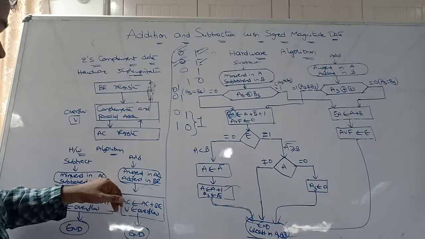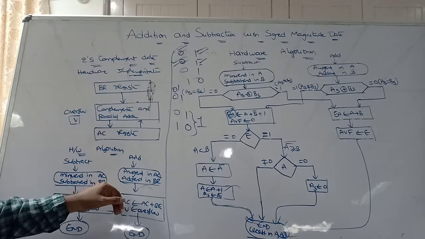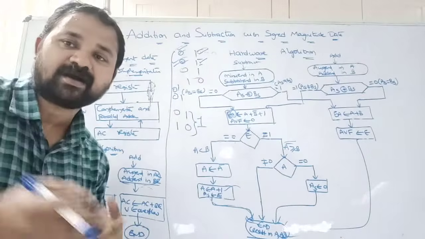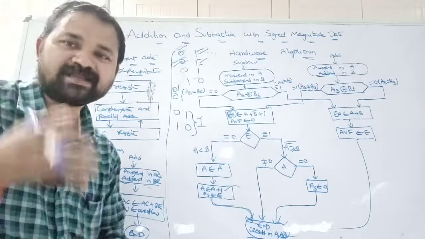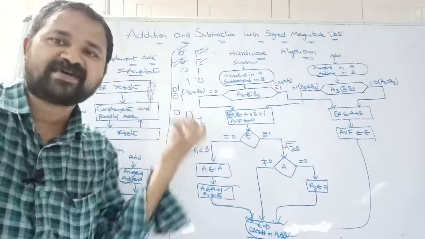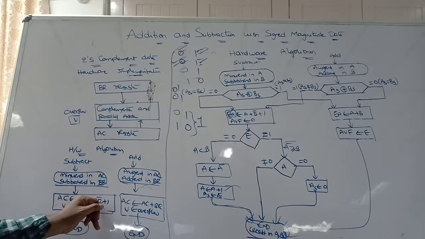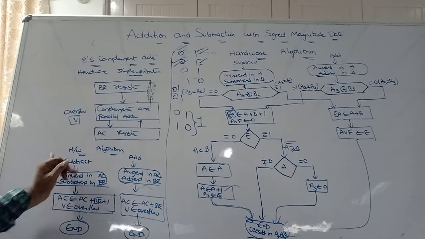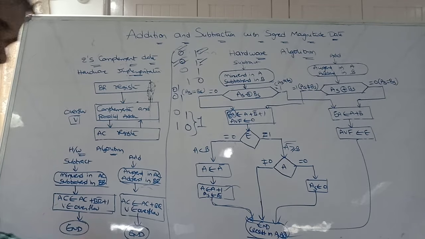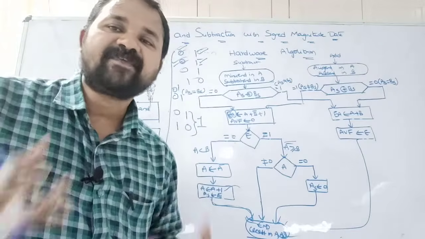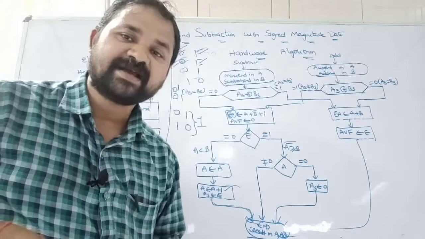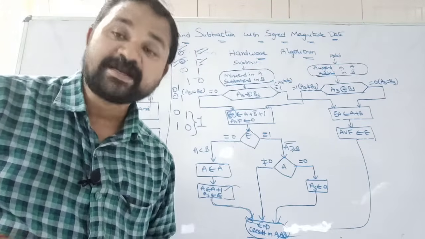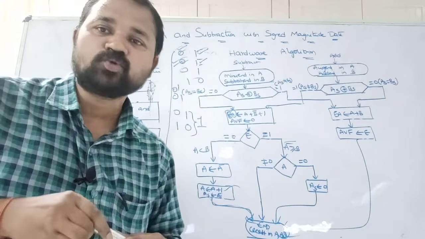Likewise, this is the subtract operation. The minuend, the first number, is present in AC, and the subtrahend is present in BR. Next, how do we calculate the subtraction operation? By adding the 2's complement of the second number to the first number. So AC arrow AC plus BR bar plus 1. If there is any overflow, that overflow is transferred to V. This is the end of the process. In this way, we can perform addition and subtraction operation on sign magnitude data as well as 2's complement data.